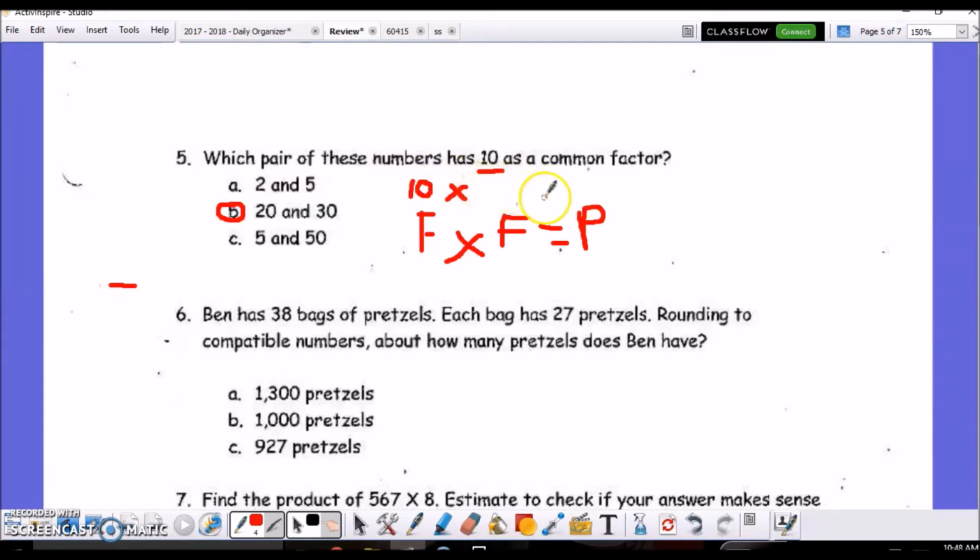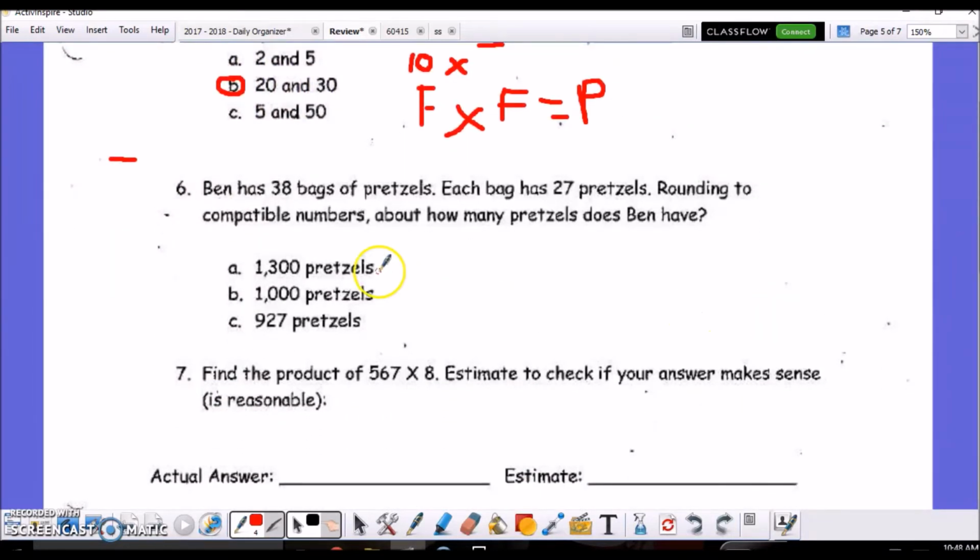Same thing, 10 times something needs to get me 30 or 20. The only answer it can be then is B. If I move down to 6, we're back into estimation.